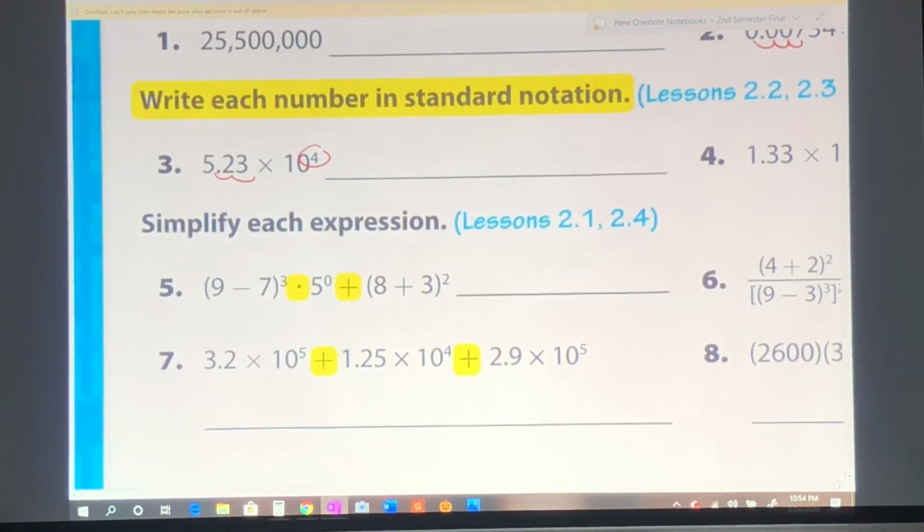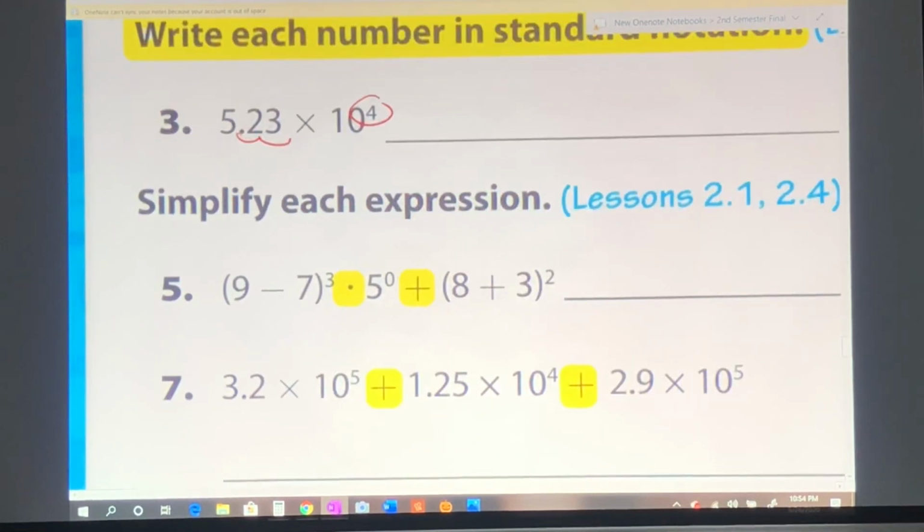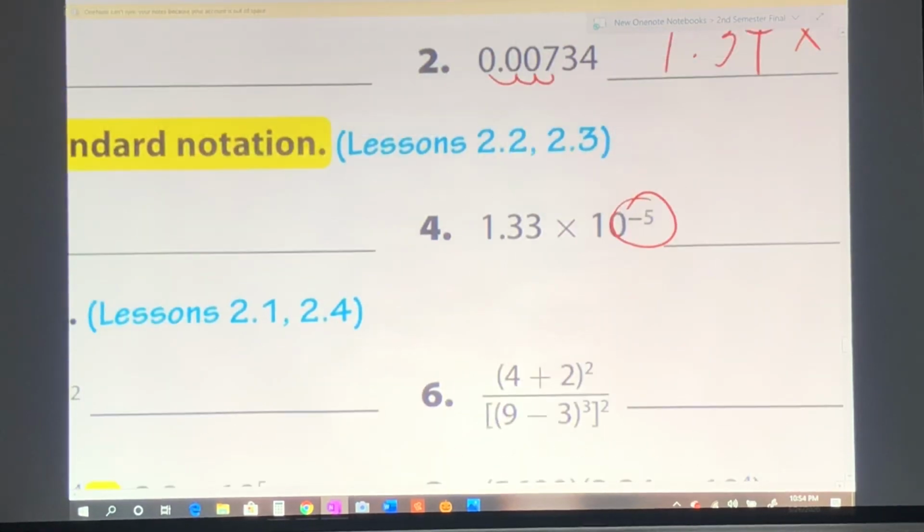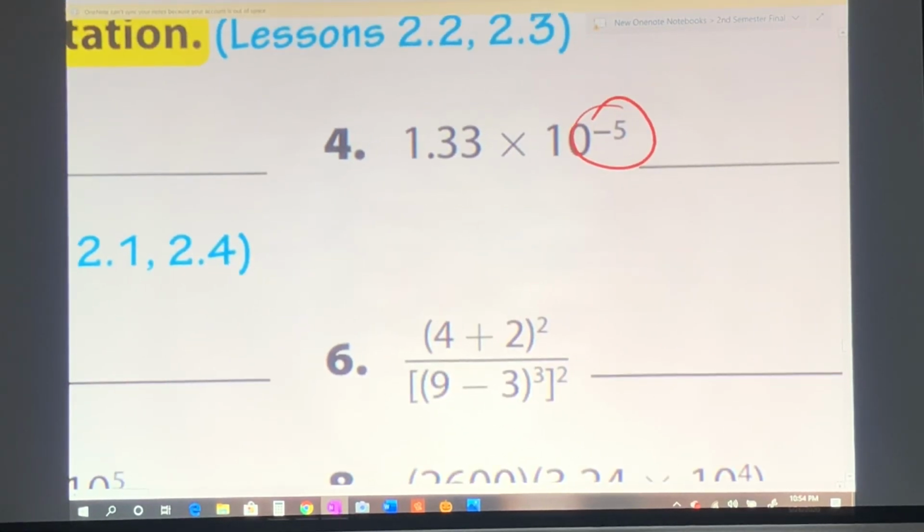Okay, on this one, see that I highlighted the sign? So you're going to simplify the inside. It's going to be something to the 3rd power times, remember, any number to the 0 power is 1. So you're going to multiply those two and then plus, simplify that to the 2nd power. Okay, on number 6, you're going to say 4 plus 2 to the second power over 9 minus 3. Remember when you're raising a power to a power, you multiply the exponents?